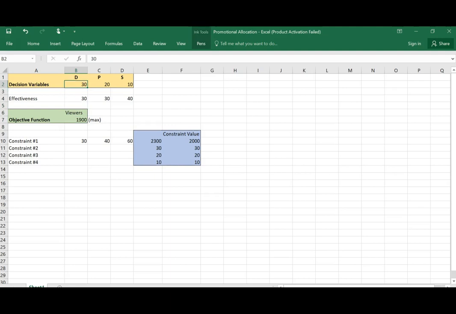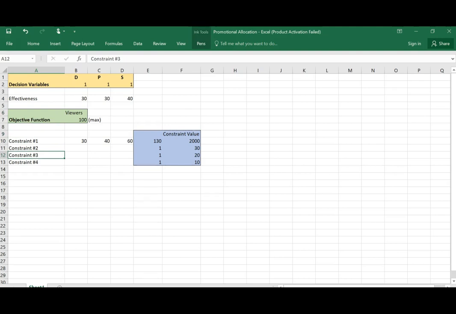Notice, when I reduce the amount of D to 29, I don't get as many viewers, and I had a decrease in the total amount of money spent. If I decrease the amount of P by 1 unit, again, less viewers, getting closer to my budget. What's the right combination of D, P, and S that will maximize the number of viewers, keep me under budget, and also not violate these restrictions on the total amount that I can do? Again, let's reset it to 1, 1, 1. And I've got my 3 constraints right there.